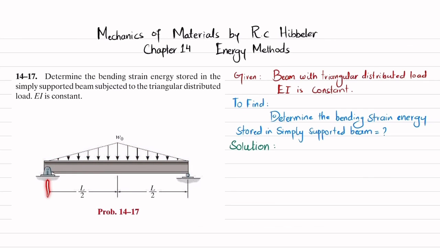Clear? The total length of the beam is L and the half length will be L by 2. At this point, we have a pin support and at this point, we have a roller support. So due to this loading, you have to determine the bending strain energy stored in this beam. So let's start with the solution.